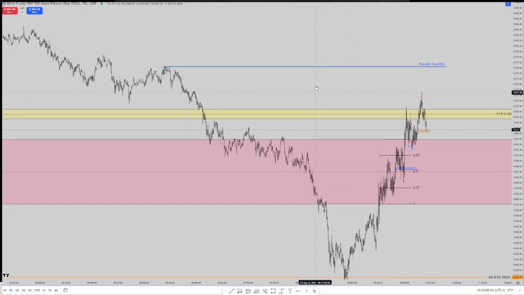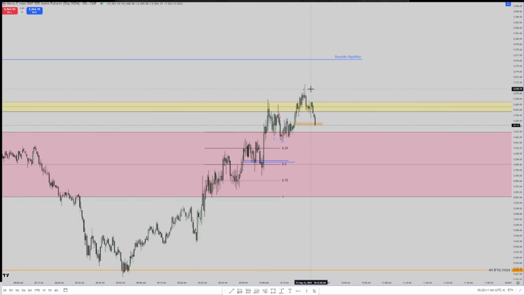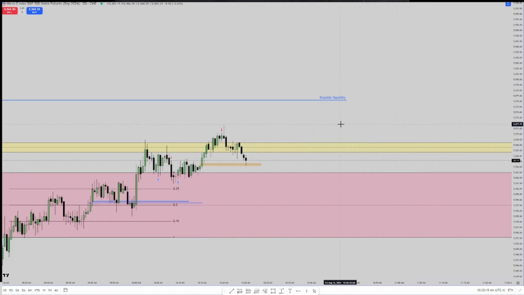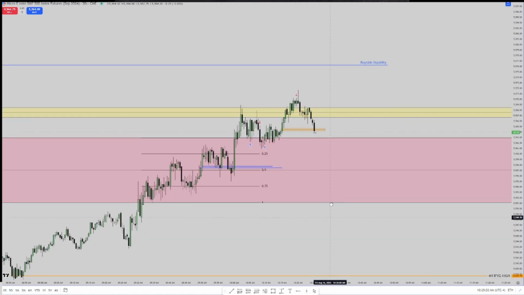And the way that I trade is I attack retail logic and I trade against the normal YouTube trader or retail trader. And as you can see now, it's starting to reject these areas that I had in mind, which means we can potentially start trading lower.